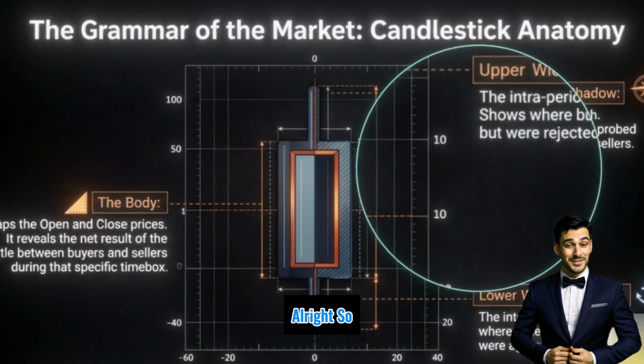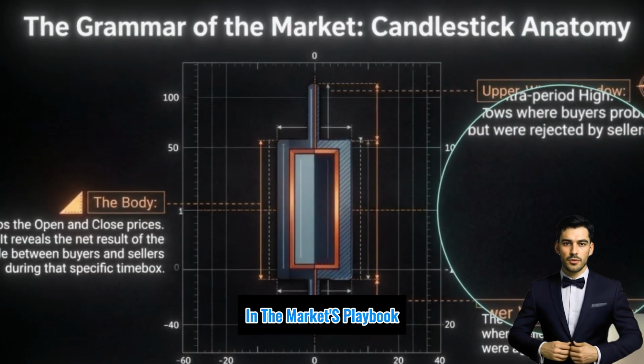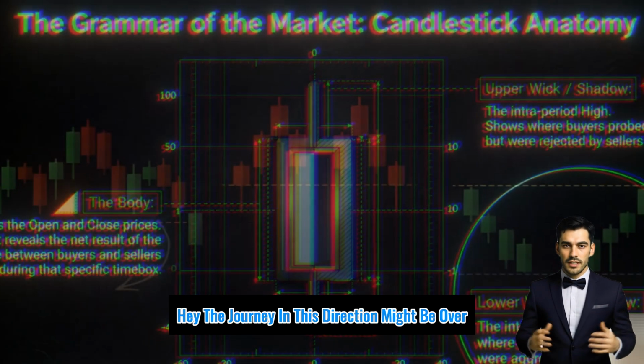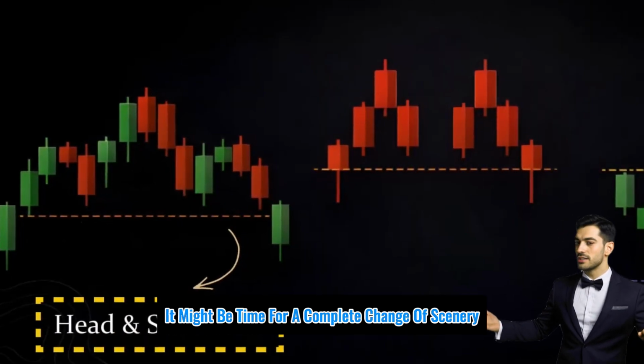Alright, so let's start with the most dramatic signals. In the market's playbook, these are the patterns that basically scream, hey, the journey in this direction might be over. It might be time for a complete change of scenery.